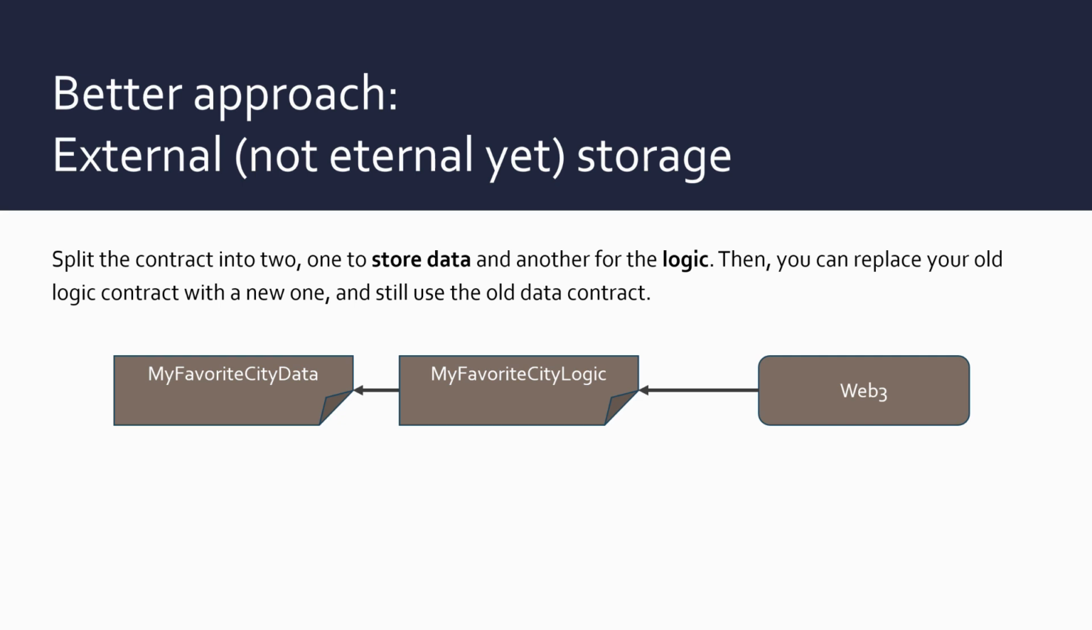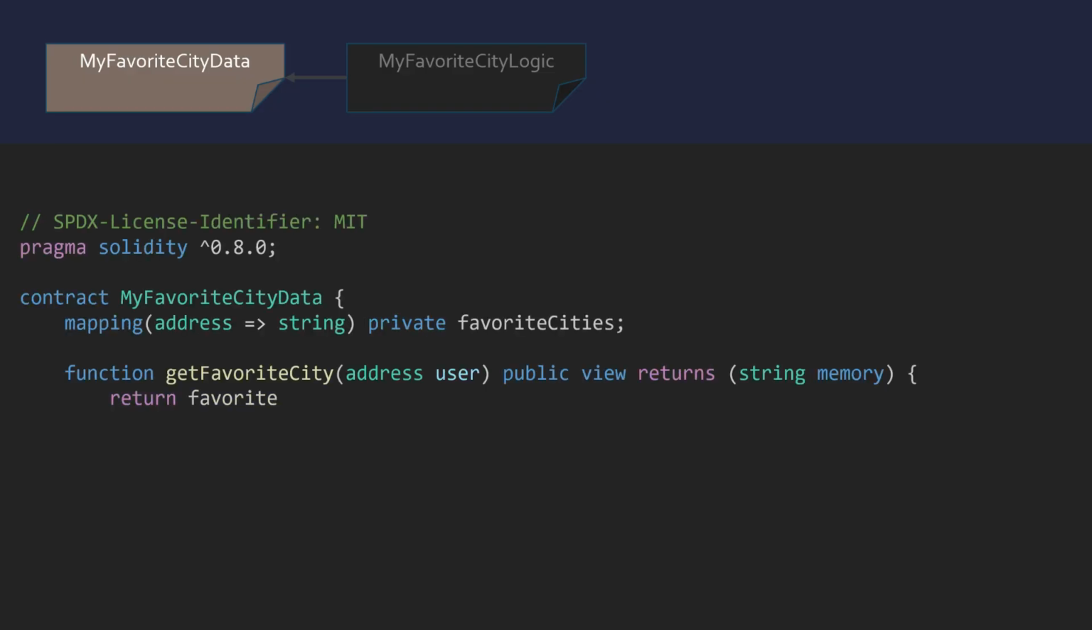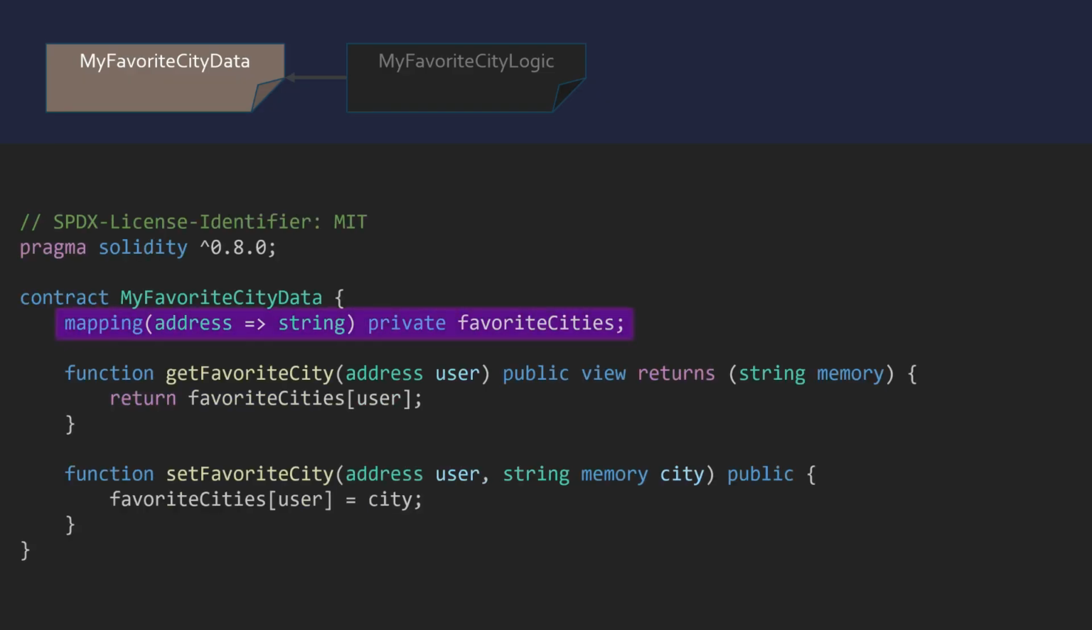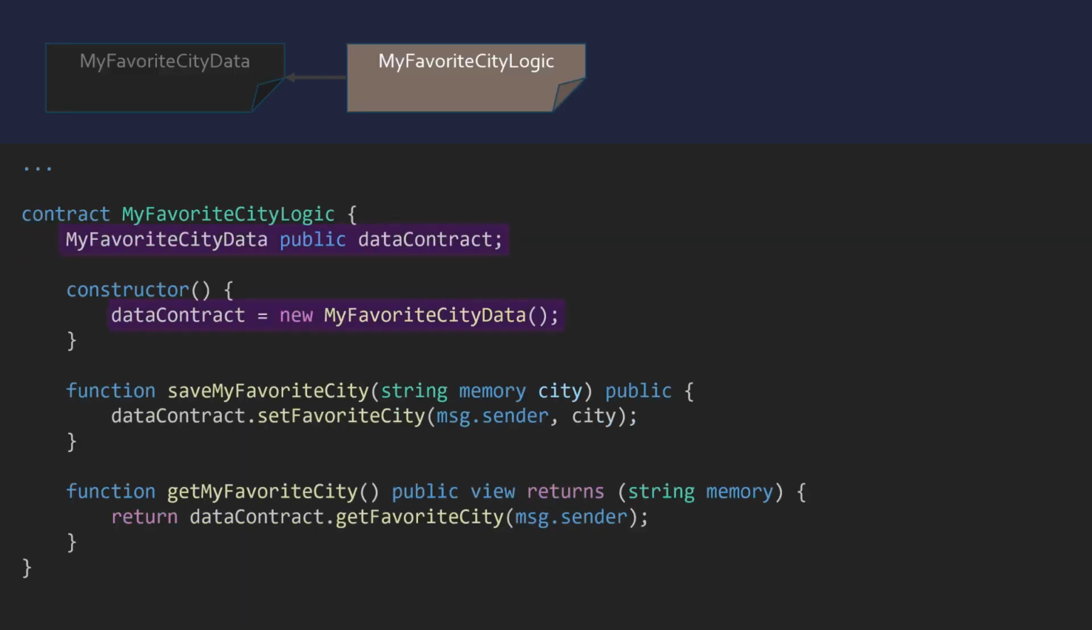We can split the contract into two, one to store data and another for the logic. Then, you can replace your old logic contract with a new one, and still use the old data contract. This would be the data contract for our Web3. We still have a map for the user's favorite city, plus a getter and a setter. And this would be the logic contract. We keep a property pointing to the data contract that we initiate in the constructor.